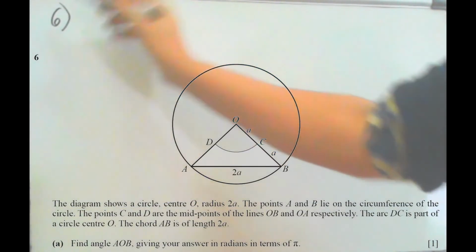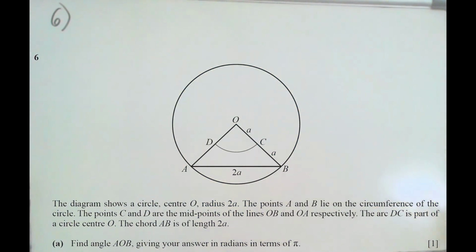Question number 6. The diagram shows a circle, center O and radius 2a. The points A and B lie on the circumference of the circle. The points C and D are the midpoints of the lines OB and OA respectively. The arc DC is a part of the circle center O. The chord AB is of length 2a. Find the angle AOB, giving your answer in radians in terms of pi by 3.